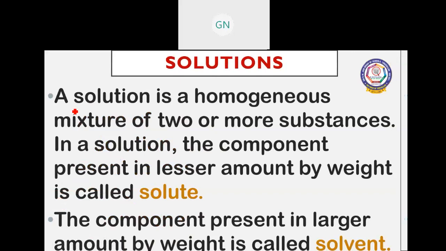A solution is a homogeneous mixture of two or more substances. In a solution, the component present in lesser amount by weight is called solute. The component present in larger amount by weight is called solvent. So the solute is salt or sugar, and we take only a small amount of salt or sugar, and the solvent is water, which makes the solute dissolve. Mixed together, we get a solution.